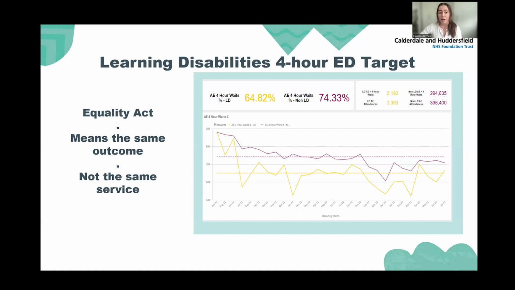So sometimes by creating this bespoke pathway to meet the needs and get it right for the patients, it did mean that we sometimes don't meet that target. And we absolutely will not be hitting a number or a target before putting the patient experience first. So just to summarise on that, the Equality Act means the same outcome and not the same service.